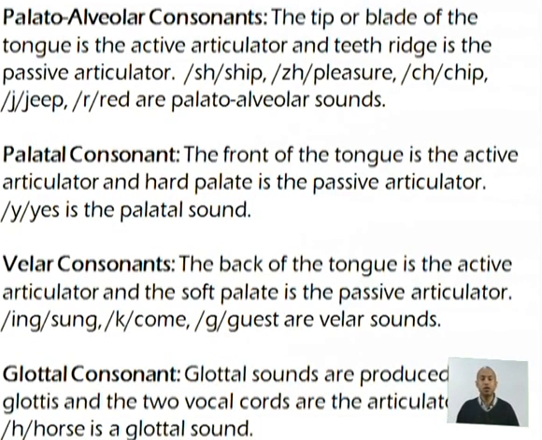Now, palatal consonants, what are palatal? Palate is the roof of the mouth inside. Palatal consonants: the front of the tongue is the active articulator, and the hard palate is the passive articulator. Y, y. How are you saying yes? Take a bit of time and say these consonants out with me. See, feel inside your mouth, how is the y being said? Y, y. And you will see exactly the front of the tongue is the active articulator and the hard palate is the passive articulator.